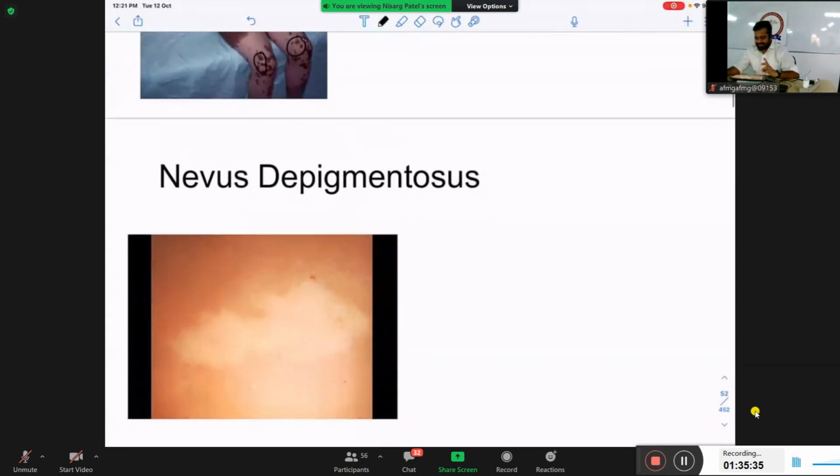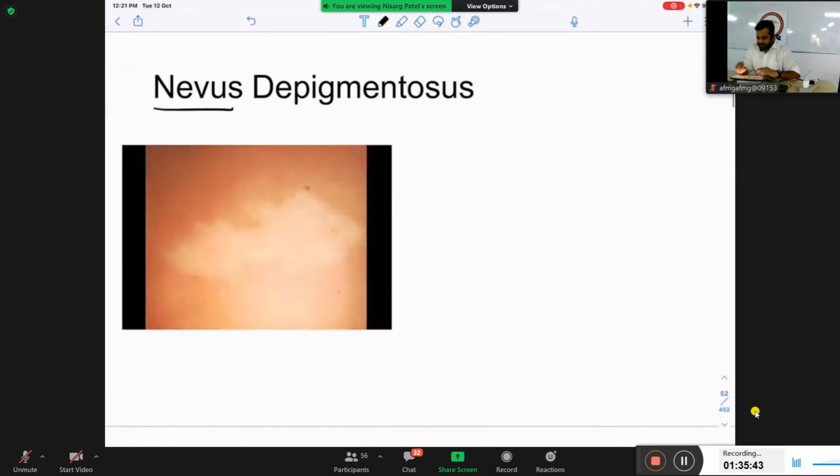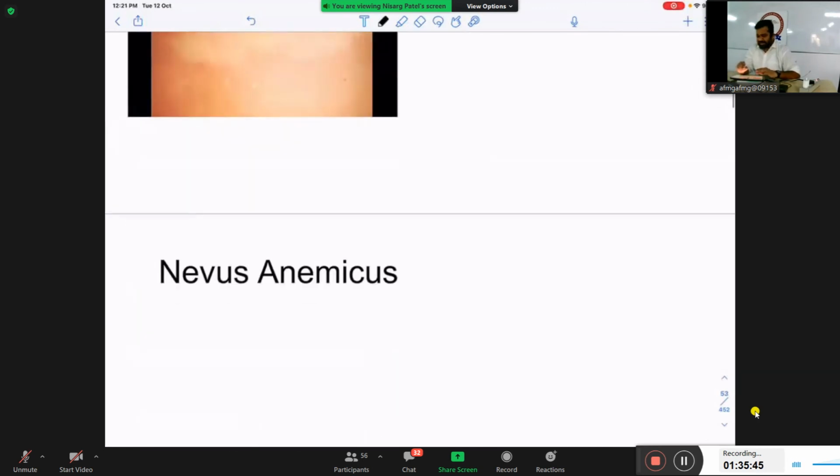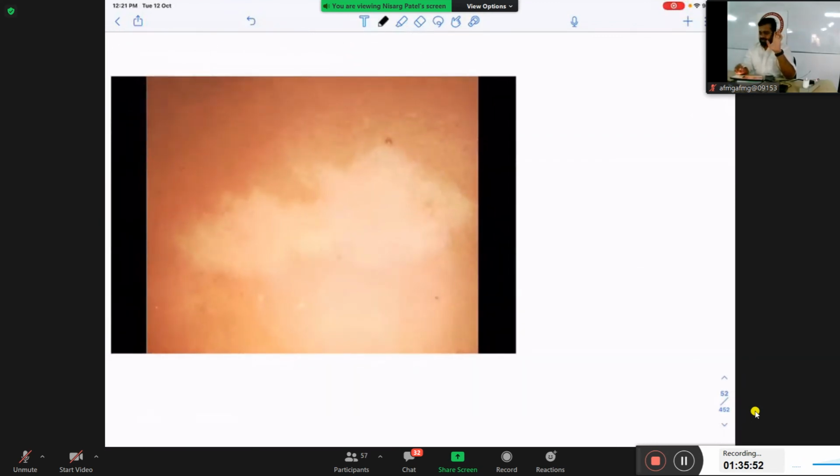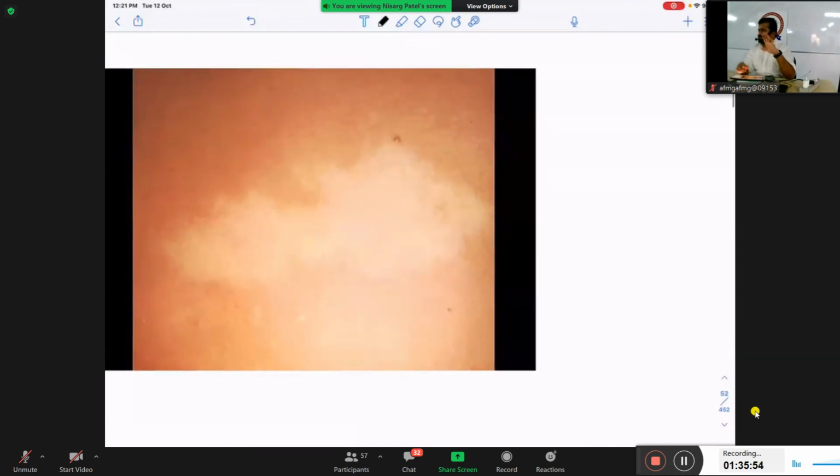Now, see this next condition. We will be learning about the two important nevi. One is a nevus depigmentosus and the second is nevus anemicus. First of all, understand both have a similar appearance, as you can see in this appearance. These are conditions which you can see in the newborn.